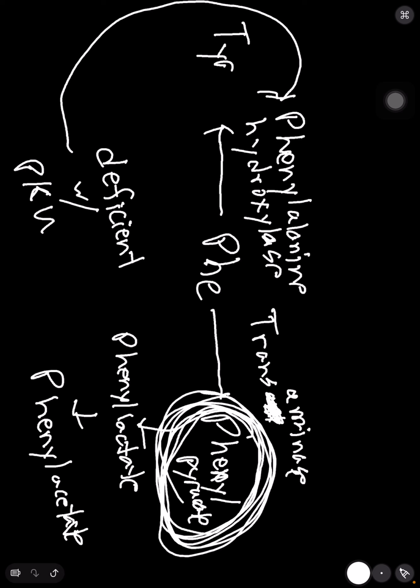Because one thing this does is, if you have too much phenylpyruvate, it will actually inhibit the conversion of pyruvate to something called acetyl-CoA. And you see this conversion in several metabolic pathways. It's a very important reaction.